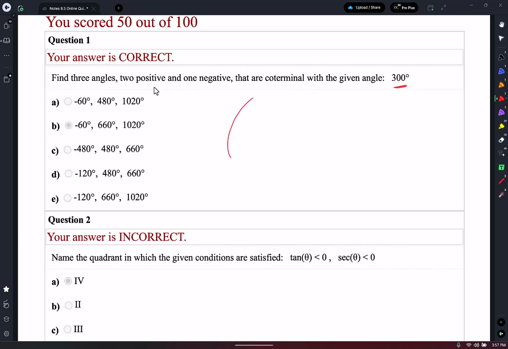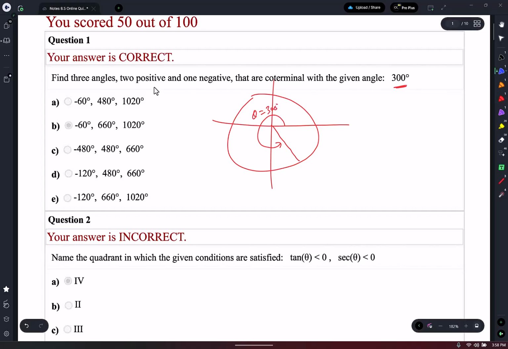Okay, so 300 degrees is something like right here. So here's 300 degrees. So all you got to do, guys, is go another revolution, and you're back in the same location, because that's what it means to be coterminal angle. Does that make sense? So what's one revolution in degrees?